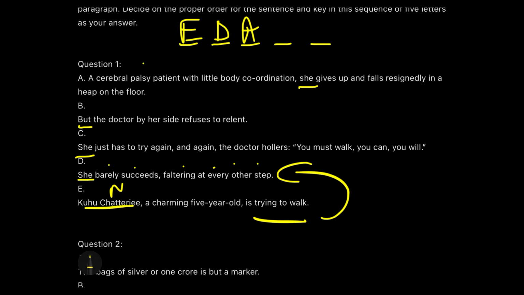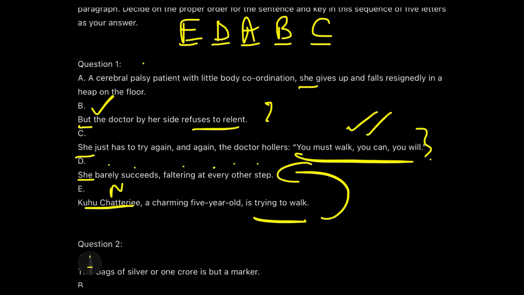Now we come down to the change of idea. Of course, the change of idea will always be supported by a reason, an example. Since I'm left with only B and C, I'll have to mention B first and then C, because B depicts the change of idea, or how her doctor is refusing to relent, and then a line supporting what the doctor says. How is he refusing to relent? By saying this line: you must walk, you can, you will. And that brings me to the answer of this question, which is EDABC.